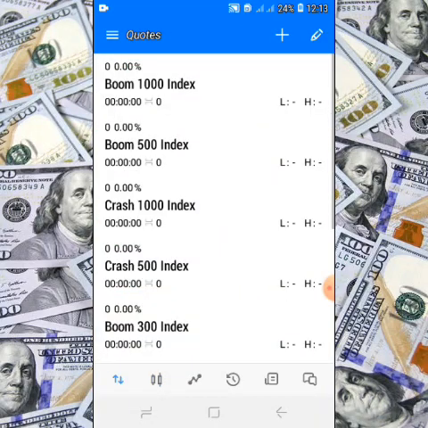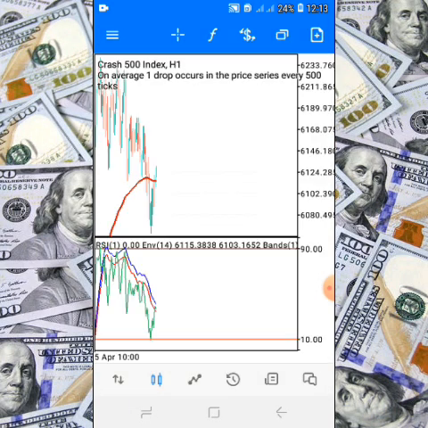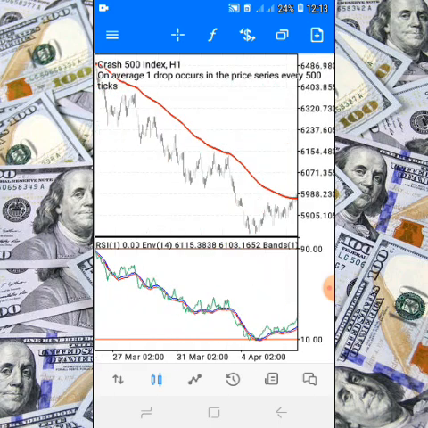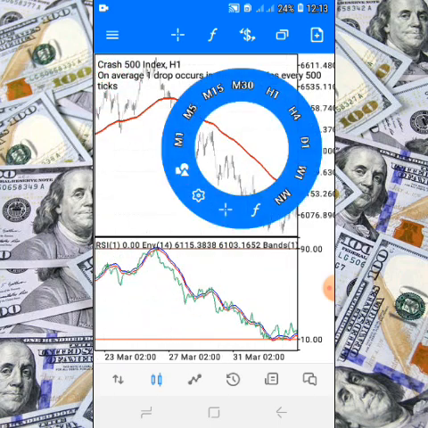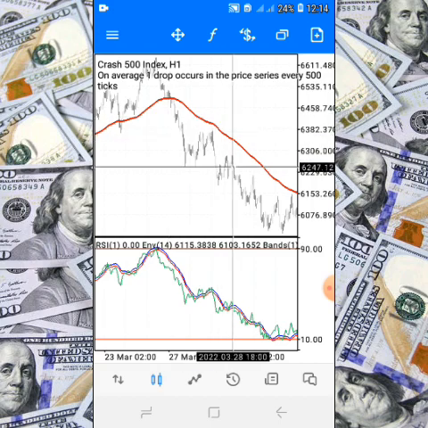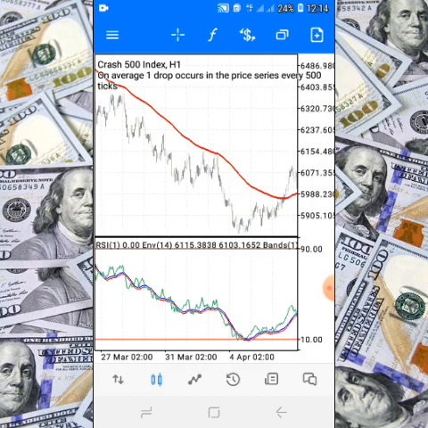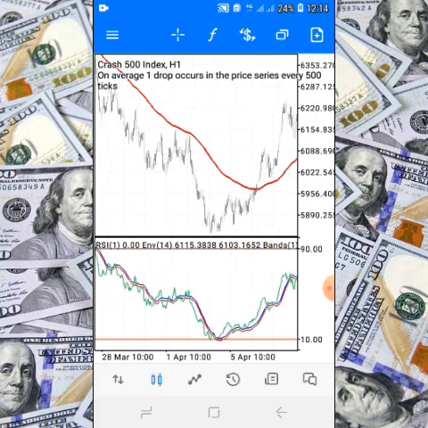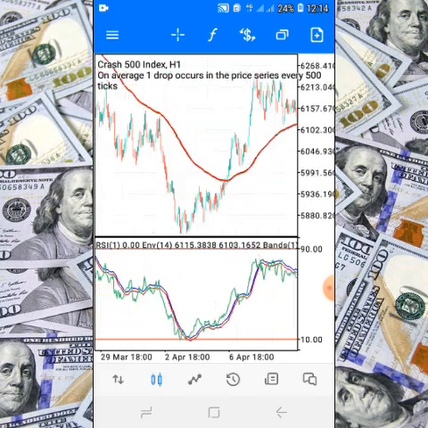Okay, then let's just go to Crash 500 maybe. So for example, what we can see over here is that price has been moving below this moving average. So what we can see over here is that price decided to break above the moving average on Crash 500.